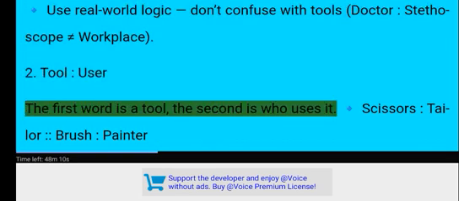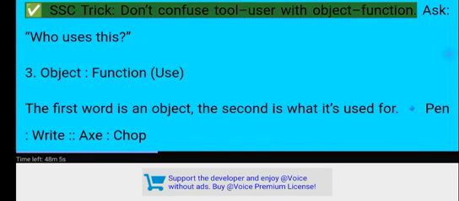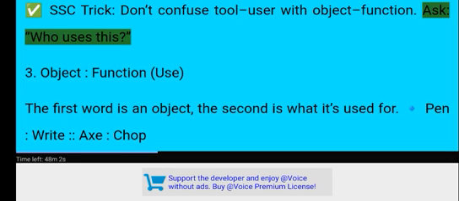2. Tool, user. The first word is a tool. The second is who uses it. Scissors, tailor; brush, painter. SSC trick: don't confuse tool user with object function. Ask, who uses this?